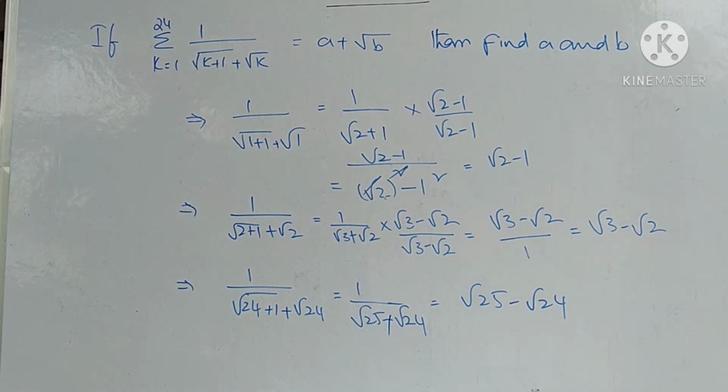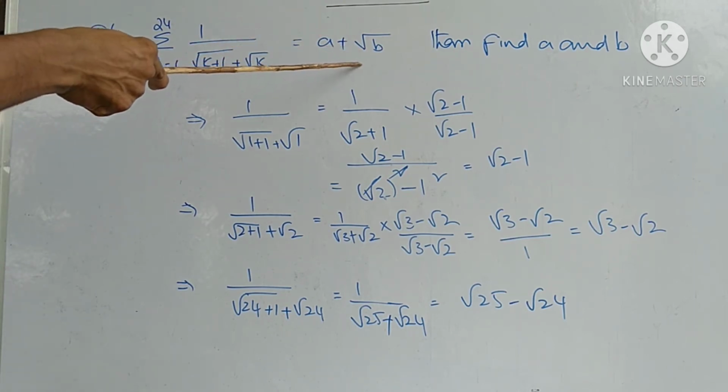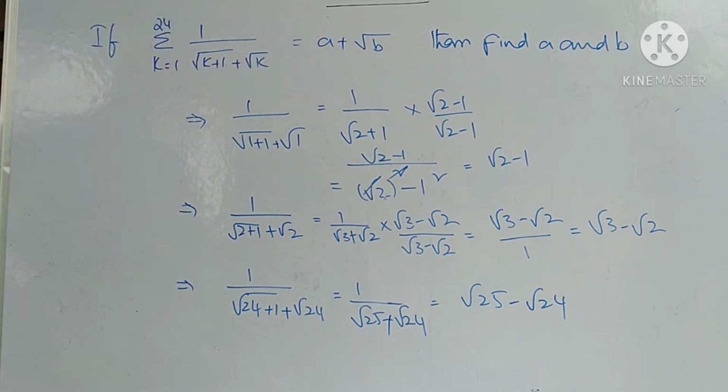This is the 26th question from exercise D. If sigma k is equal to 1 to 24, sigma means summation, of 1 by square root of k plus 1 plus root k is equal to a plus root b, then find a and b. So first we have to substitute 1, next 2, next 3, up to 24. Instead of k, the values are 1, 2, 3, and so on up to 24.